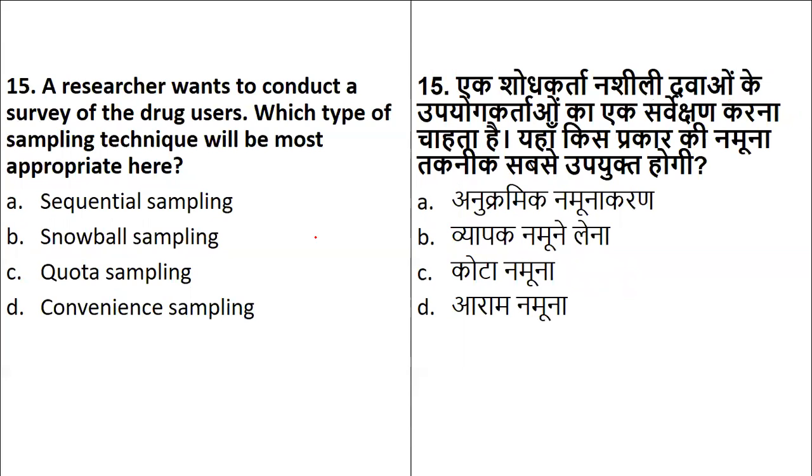Now, a researcher wants to do a survey on drug users. Which type of sampling technique can be used by him? Whether it is sequential, snowball, quota, or convenience. See, drugs here are not actual drugs, it's not medicine. If you want to find out information about drug users, it will definitely not be disclosed very openly. So you can collect the information with the help of various networks. That networking is nothing but the snowball sampling. Okay, yes.